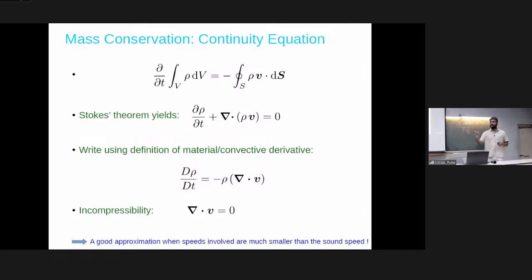What is the sound speed in this medium? 330 meters per second. What are the typical speeds in this room? When I move my hand, or you're walking or running, at what typical speeds? Maybe at the most a meter per second, less than that. So the speeds involved in various discussions in the room are much smaller than the sound speed. Hence, for all practical purposes, the fluid can be treated as incompressible.